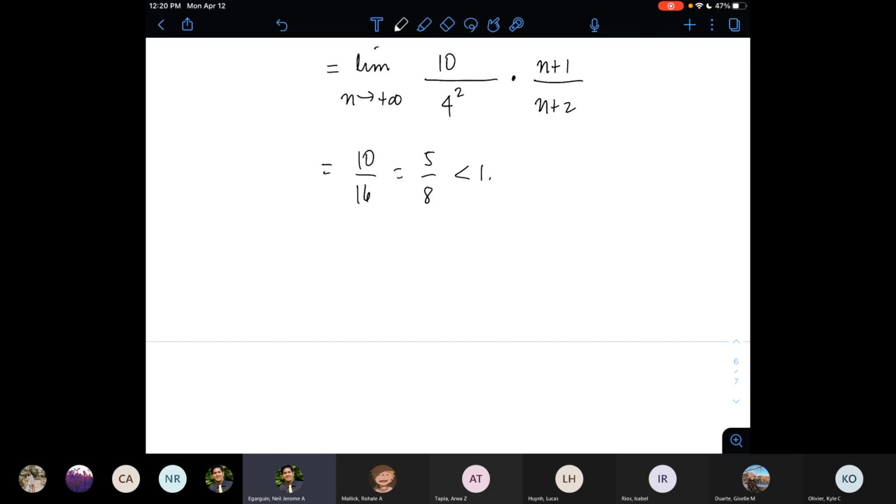So here we say that by the ratio test, the series converges, because the limit happened to be less than 1. Okay, so that's how you apply the ratio test.